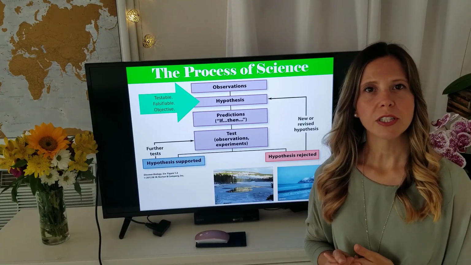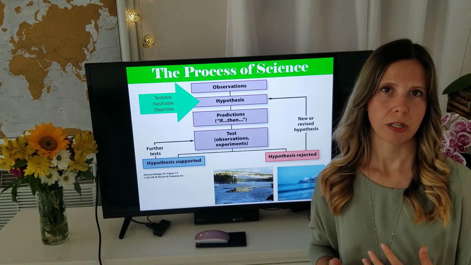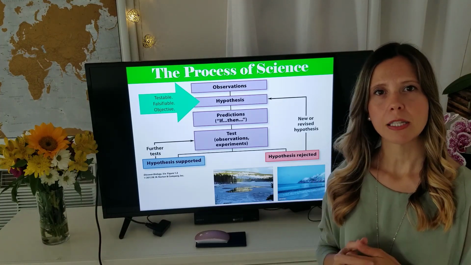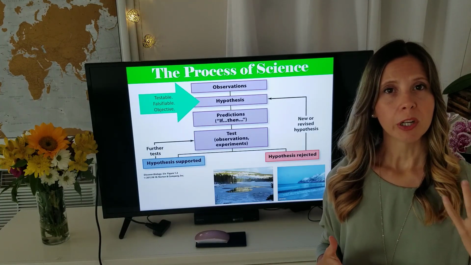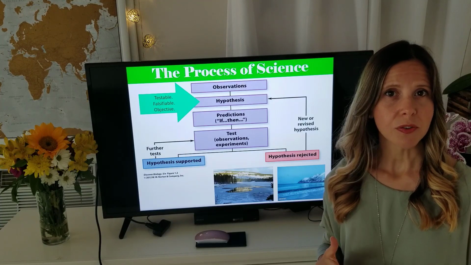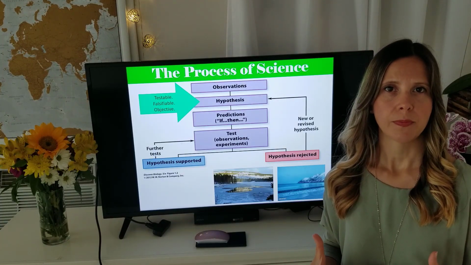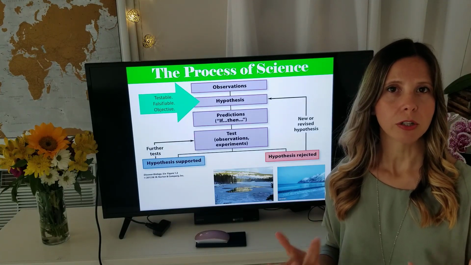So let's say, for example, you live in an area where you have both a lake and the ocean. So you look outside your kitchen window and you have this beautiful lake, and you look outside your bedroom window and you can see the ocean. So you wake up one morning, and when you look outside, you see that the lake is frozen over, but the ocean is not. So that is your observation. And that will lead you to question, well, why did the lake freeze over? Why did the ocean not freeze over?